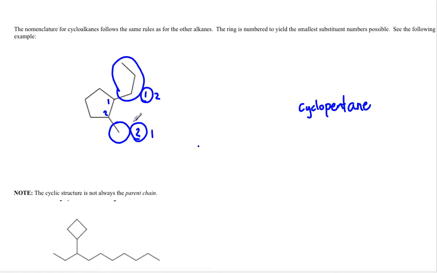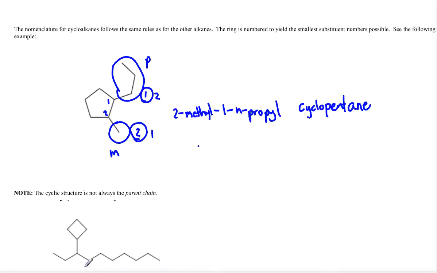Like before, we need to put these in alphabetical order. So we have our methyl and our propyl. So the M is going to come first. So then I build the name here, 2-methyl, 1-n-propyl, cyclopentane. Okay, so that's how we name a cyclic alkane.